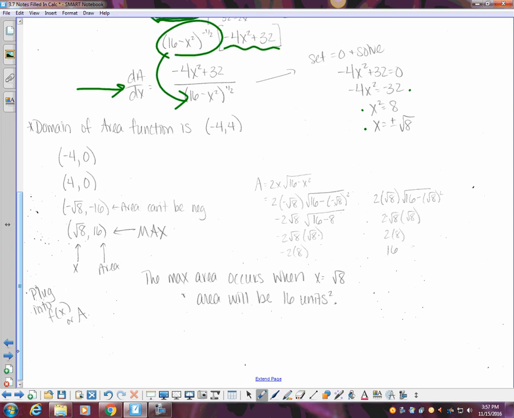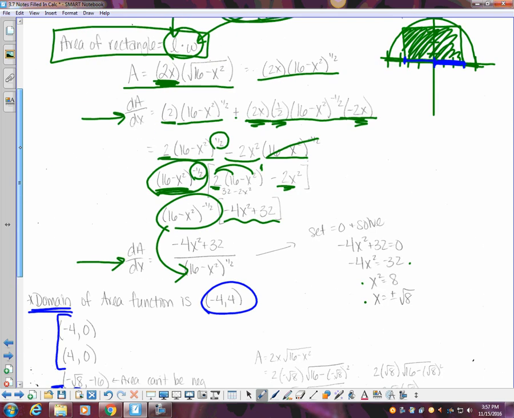Now I'm going to take my positive root 8. I left the negative root 8 in here, and when you plug it in to get the area, it gives you a negative number. That just shows you that you shouldn't use your negative. All right, now let's talk about why I have the -4 and the 4. The domain of my original function of the semicircle is from -4 to 4. Let's go back and let's look.